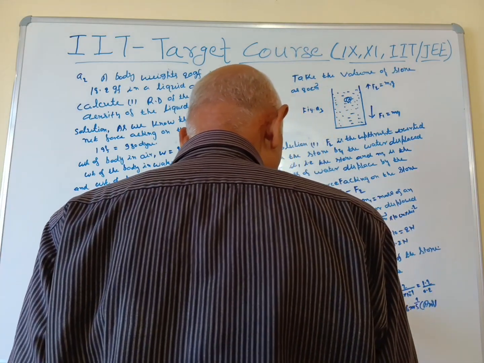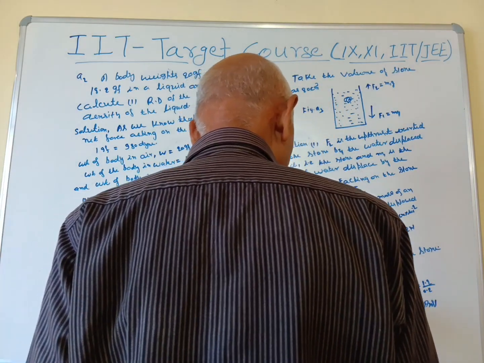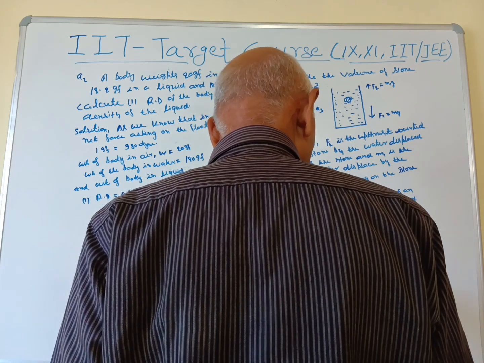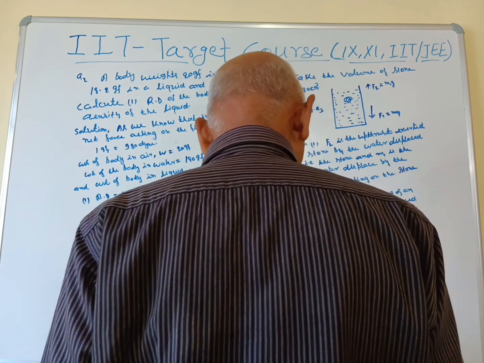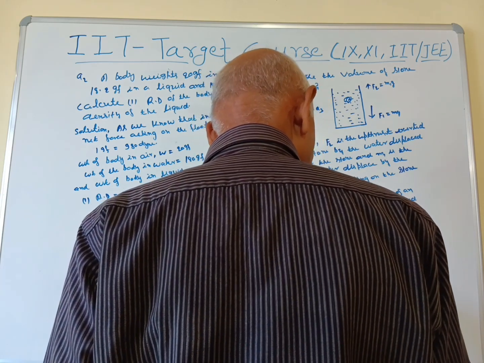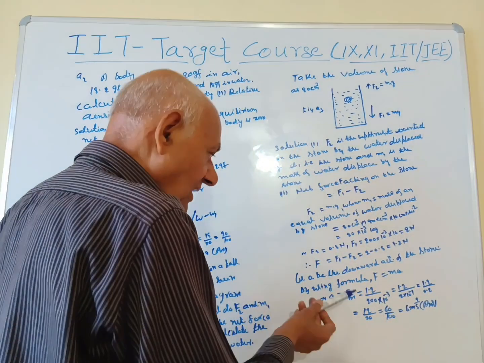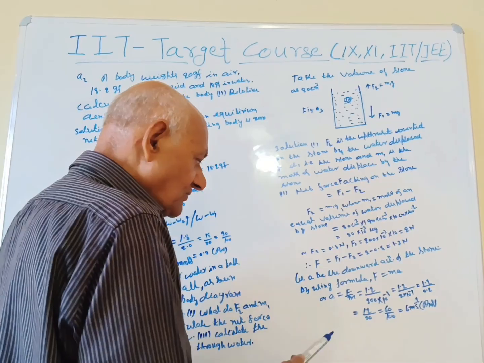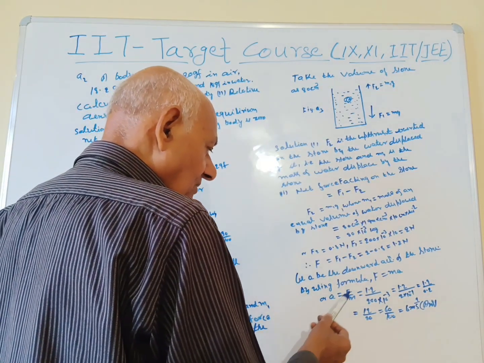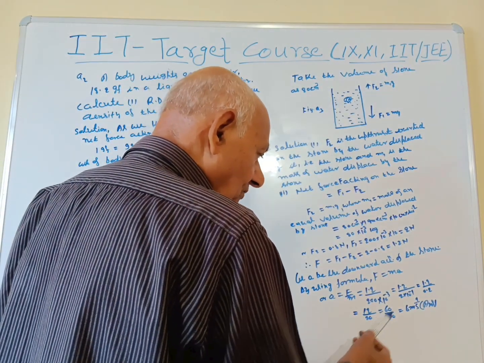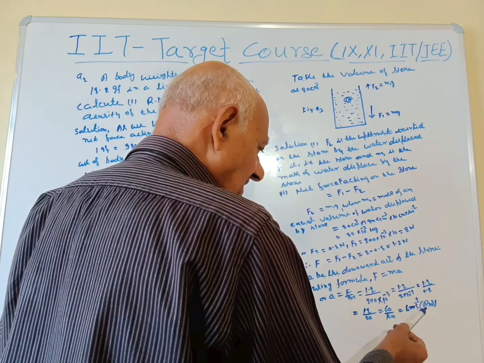Therefore, the net force acting downward equals F1 minus F2, which equals 1.2 Newton. Let a be the downward acceleration of the stone. By using the formula F equals ma, or a equals F by m, a equals 6 meter per second square. Answer.